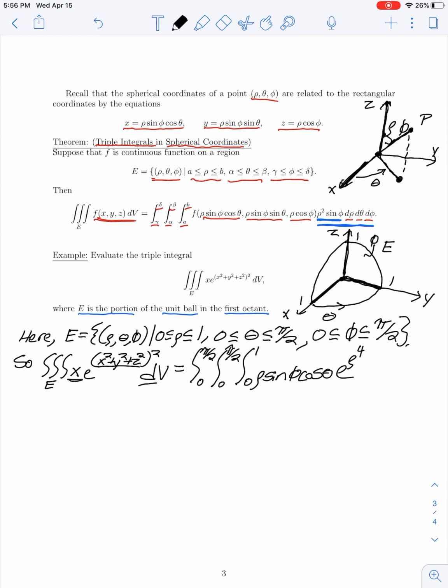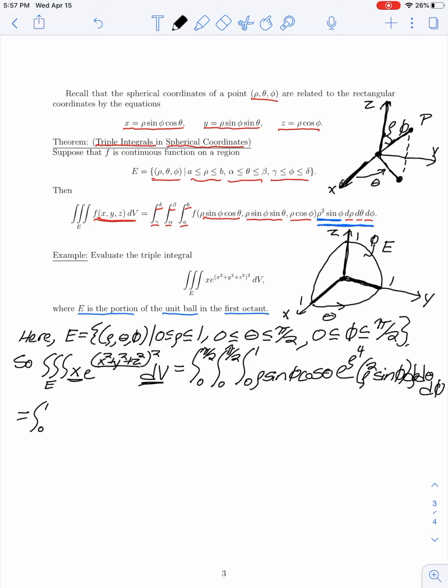And then on the end, we had the differential of volume, dv, which using spherical coordinates, we pick up an extra factor of rho squared sine of phi. And here we were integrating in the order d rho, d theta, d phi. So let's see if we could evaluate this. Let's start by maybe cleaning up our integrand by combining some like terms.